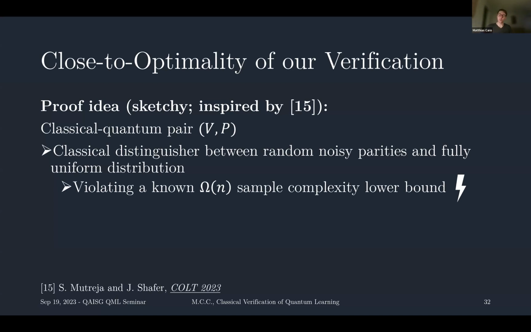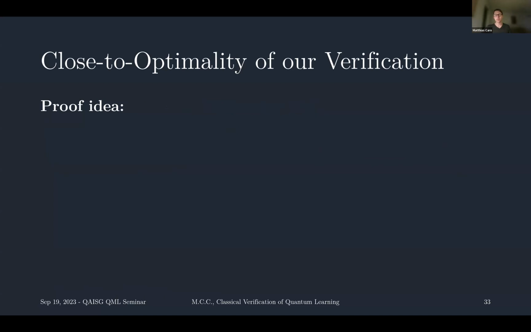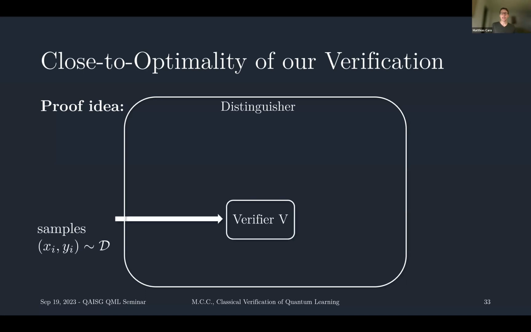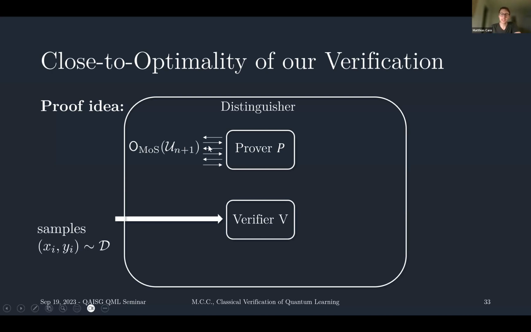And the reason why I find this proof so pretty is the construction of the distinguisher from the verifier-prover pair, because I think this is quite powerful. And roughly it works as follows. So the distinguisher gets access to samples from a distribution D, and this D is either a noisy parity or fully uniform, and it has to figure out which of the two. Now, what the distinguisher does is it basically feeds those samples to the verifier, and now it's going to simulate a verifier-prover interaction where the prover has access to a mixture of superpositions quantum oracle, but with a specific distribution, namely the fully uniform distribution.